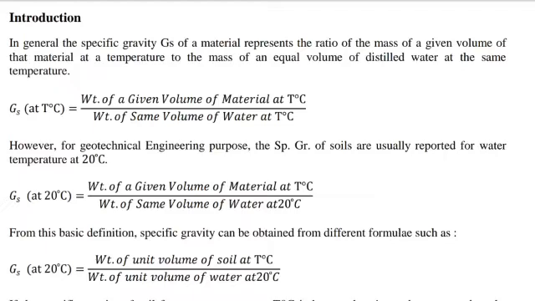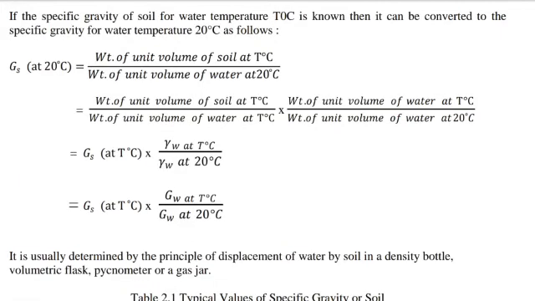From this basic definition, specific gravity can be obtained from different formulas, such as Gs at 20 degrees Celsius is equal to weight of unit volume of soil at T degrees Celsius divided by weight of unit volume of water at 20 degrees Celsius. If the specific gravity of soil for water temperature T degrees Celsius is known, then it can be converted to the specific gravity for water temperature 20 degrees Celsius as follows. Gs at 20 degrees Celsius is equal to weight of unit volume of soil at T degrees Celsius divided by weight of unit volume of water at 20 degrees Celsius.